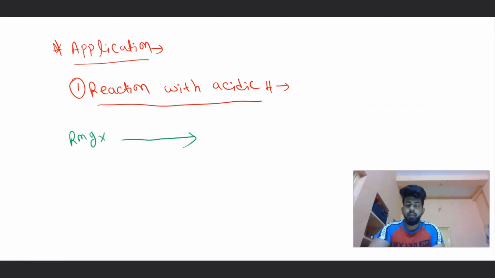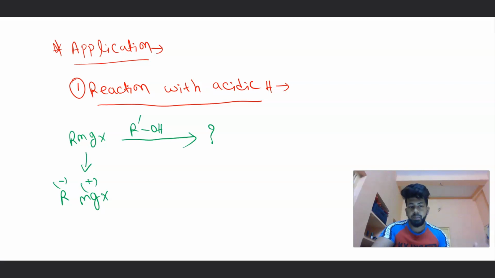Now suppose I have added R-OH, that is one alcohol I have added here. So what will happen here? Look, first of all, the very first step would be you have to dissociate the Grignard reagent. So after dissociation, we know it will be R minus and MgX plus, right? So it will be R minus MgX plus.